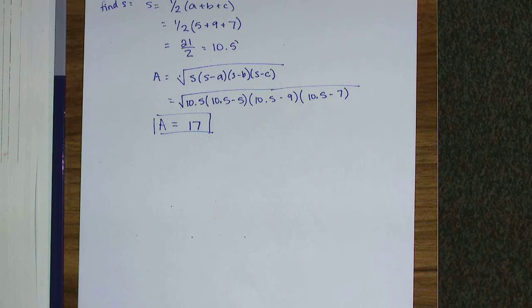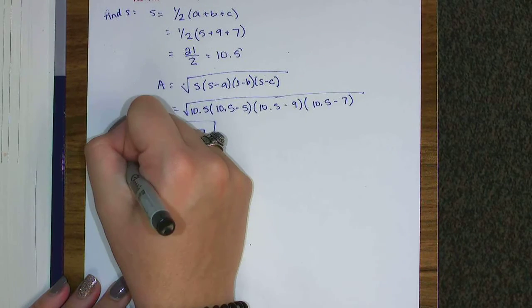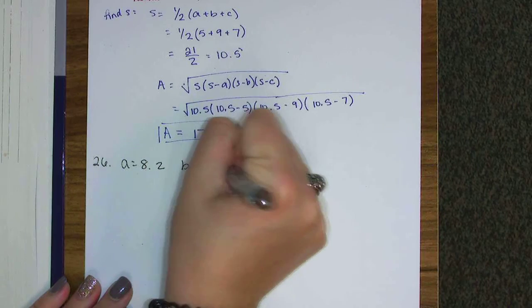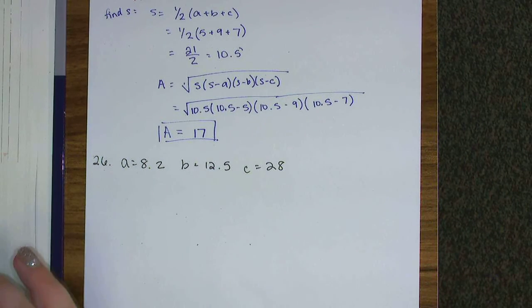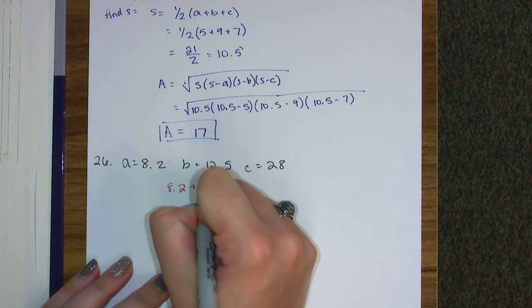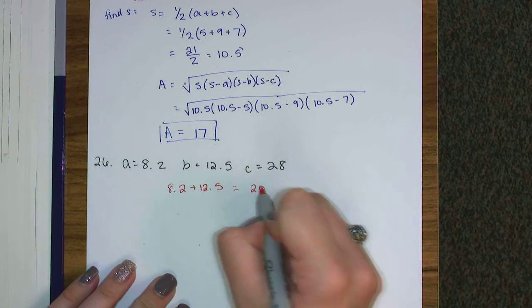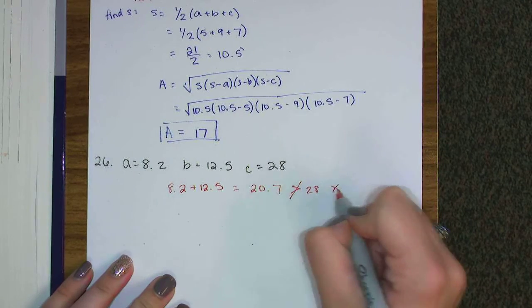Let's see, 26. Says A is 8.2, B is 12.5, and C is 28. So we first want to check and verify that it's a triangle. So 8.2 plus 12.5 is equal to, that looks like 20.7, which is not greater than 28. Therefore, no triangle is formed.